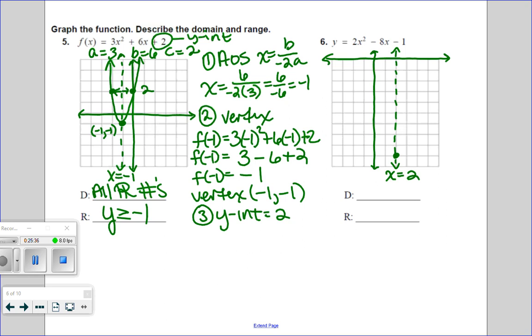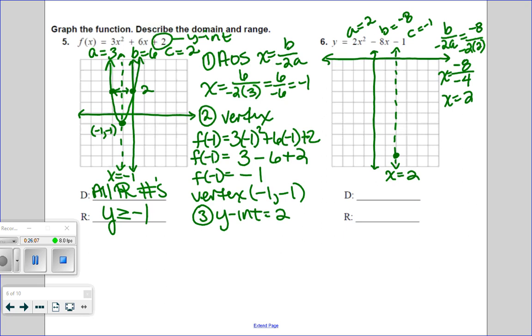So right here, your axis of symmetry should be at positive 2 when you do the b over negative 2a. Remember, a is 2 here, b is negative 8, and c is going to be a negative 1. So when we plug that in, we end up with negative 8 over negative 2 times 2. Okay, that's going to give us negative 8 over negative 4, which is equal to 2. So that's our axis of symmetry.